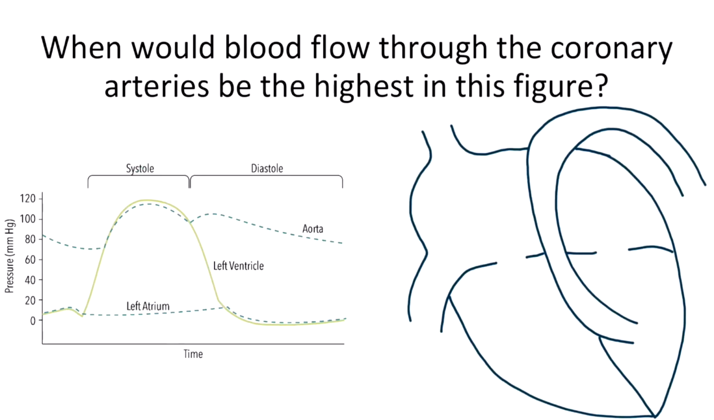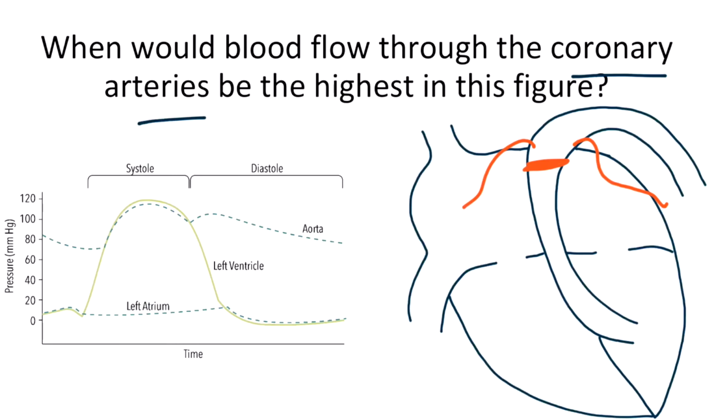Okay, let's do another example. When would blood flow through the coronary arteries be the highest in our pressure tracing figure? Recall that the left and right coronary arteries arise from the root of the aorta near the aortic valve. So draw on the coronary arteries right here. Recall that the aortic valve is actually somewhere around here.